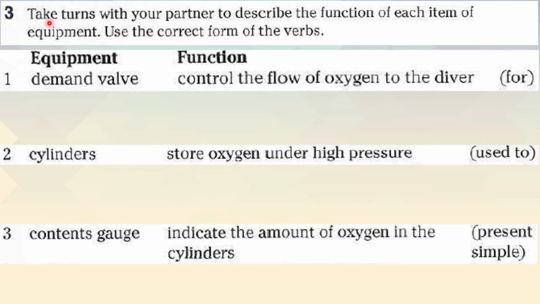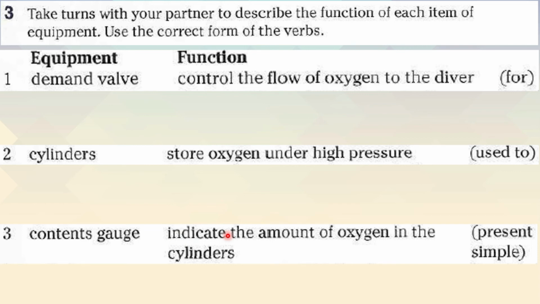Task 3. Take turns with your partner to describe the function of each item of equipment. Use the correct form of the verbs. Here you can see we have the equipment and the functions. Our task is to describe the functions of the equipment using the words in the brackets. Now, we have to use the correct form of each verb, and we can get the verbs under the functions. Here we have control, here we have store, and the last one we have indicate.